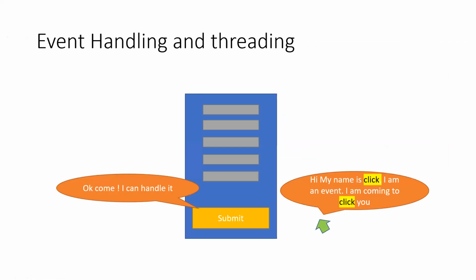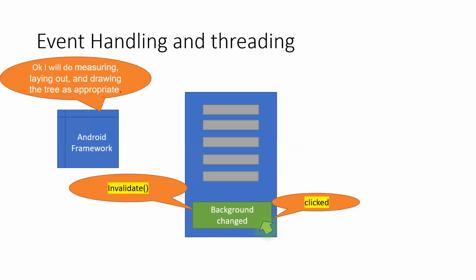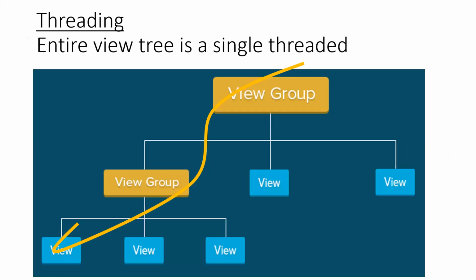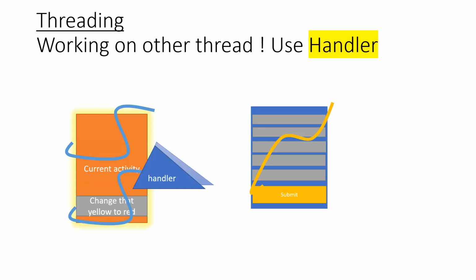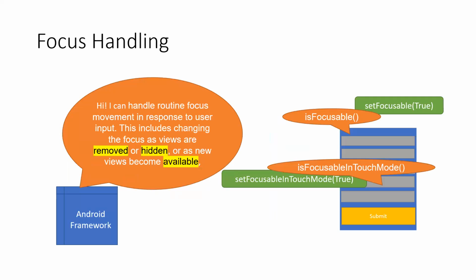This is what we have already seen. We have already seen event handling, and resizing also we saw in the last lecture. We also saw that the entire view tree is single threaded. So when you are going to communicate from one activity to another activity, you are supposed to use a handler. We'll see a couple of examples when we do the practical.